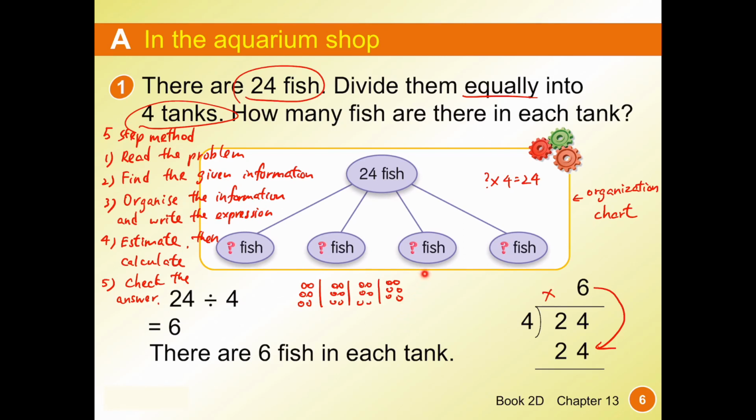If you can't draw this kind of organization chart, you can also draw circles, 24 circles to represent the 24 fish. And then you try to divide them into 4 groups. So this is another way to work on this kind of problem.